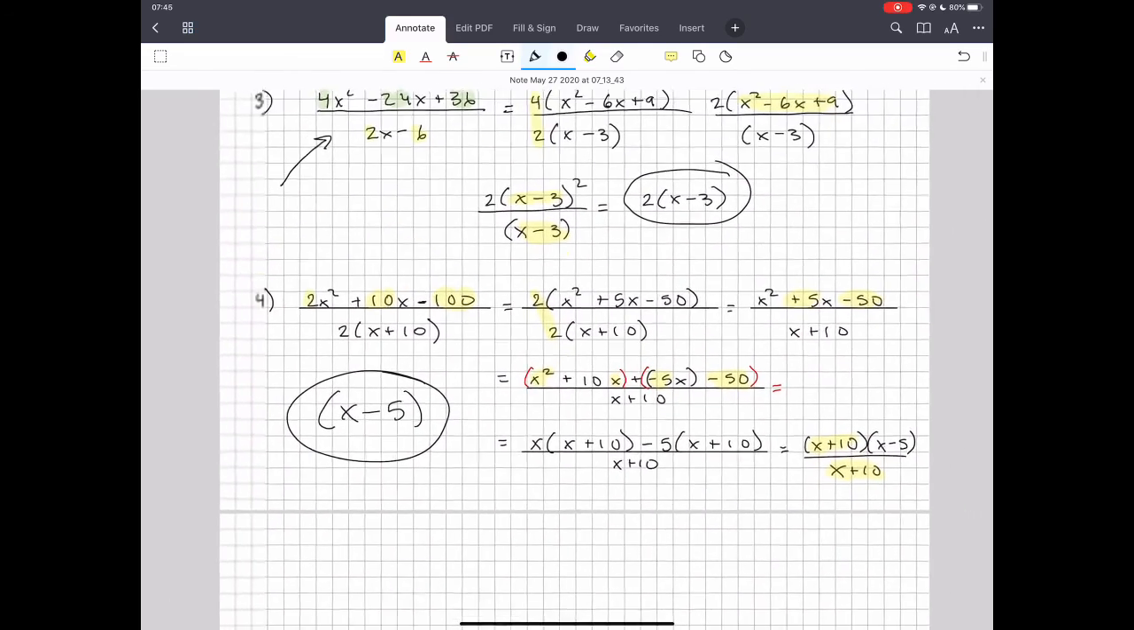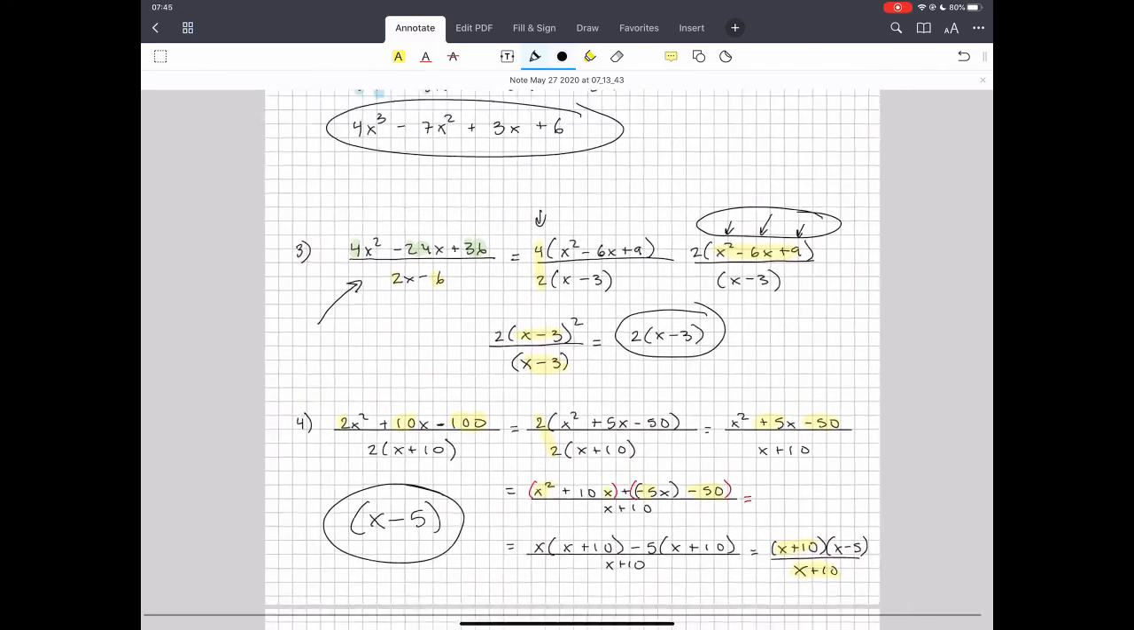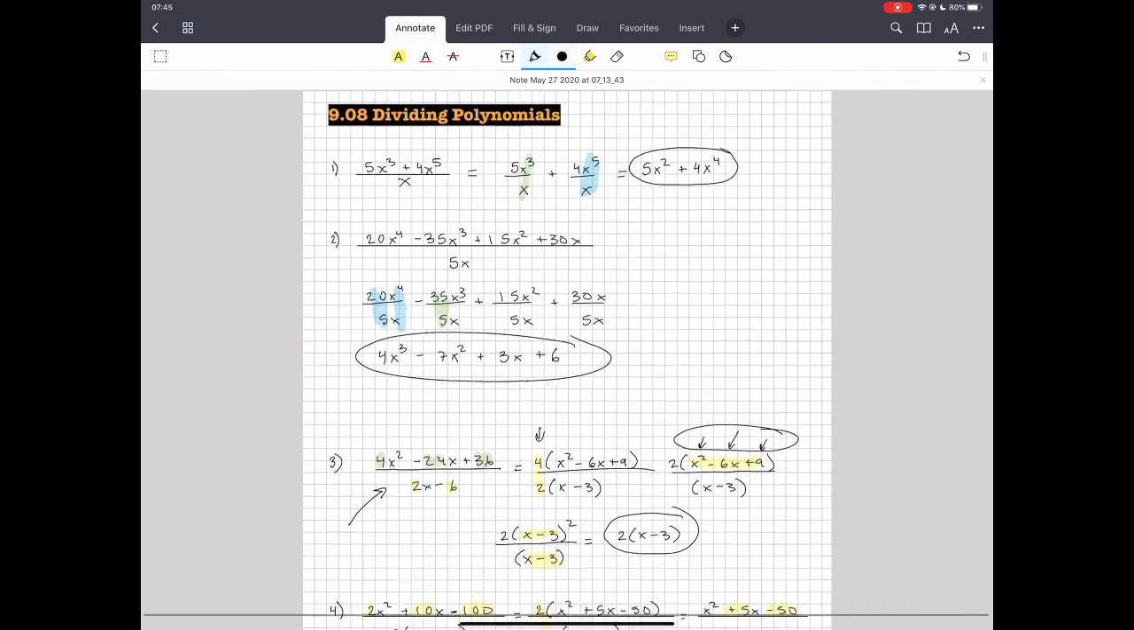So that's our work for today. That's our goal, is to be able to divide polynomials.